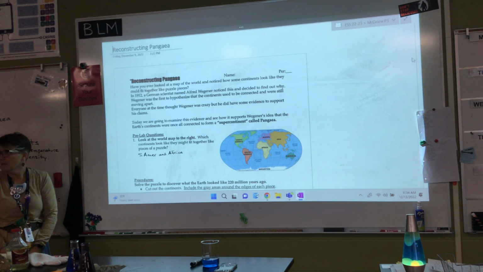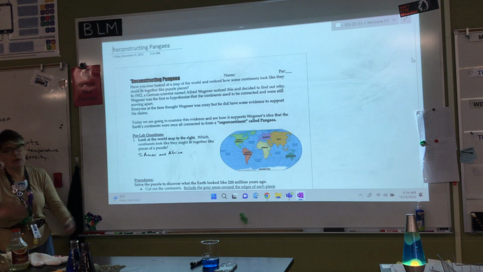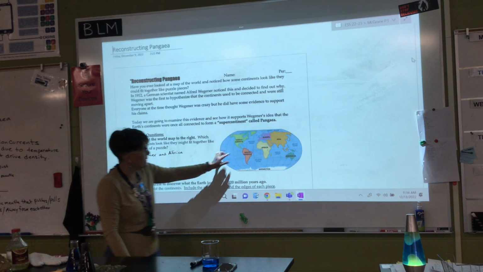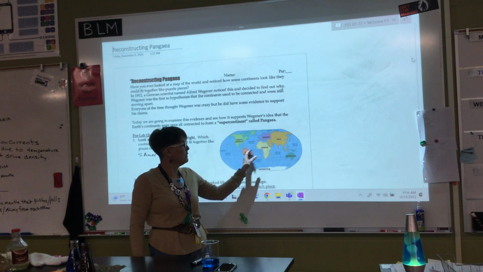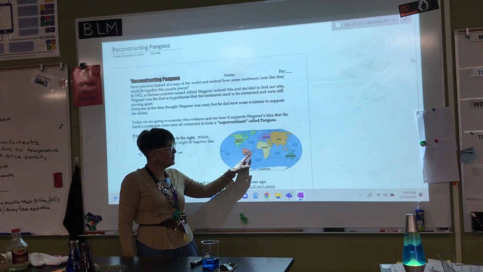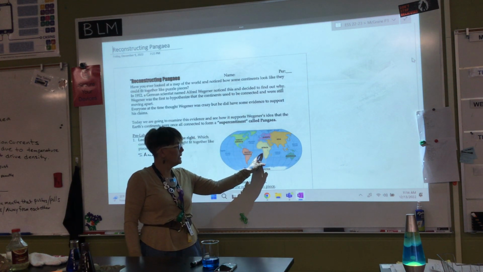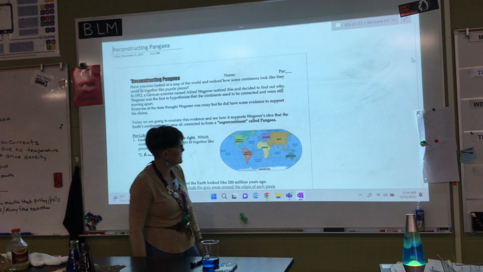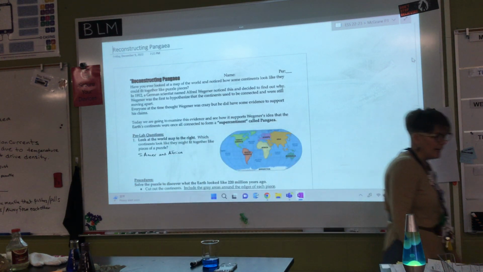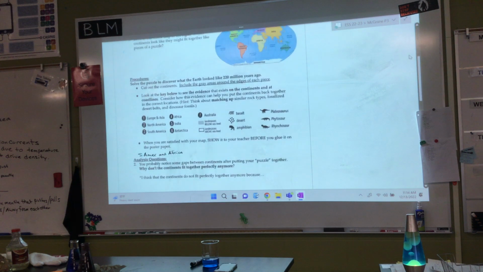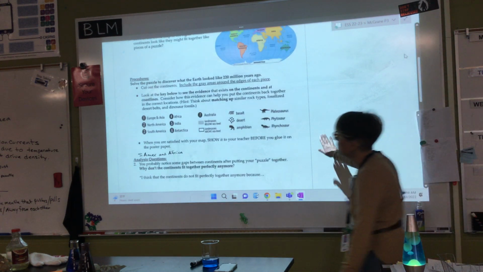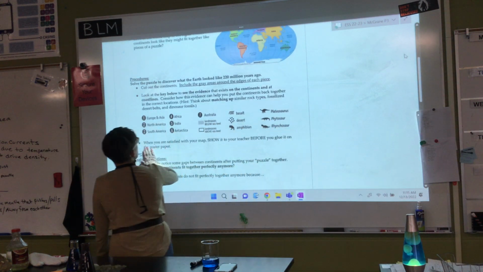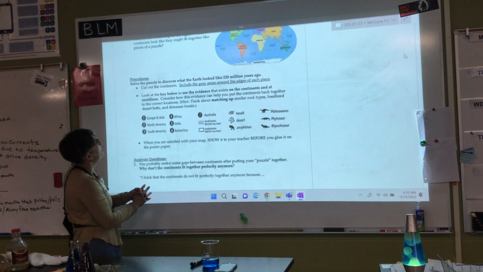Is that it? Okay, well, we can start there. So yeah, it looks like South America and Africa fit right in. This little bump out right here looks like if you turned it just so, it could fit right into that space. So what you're going to do today is look for those kinds of clues, solving the puzzle to discover what the Earth looked like 220 million years ago.